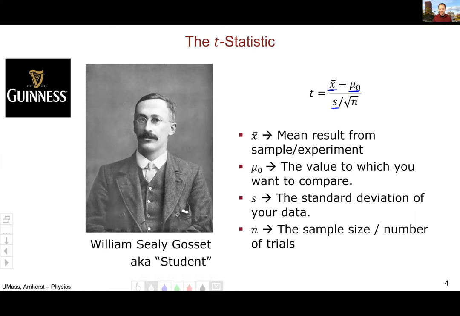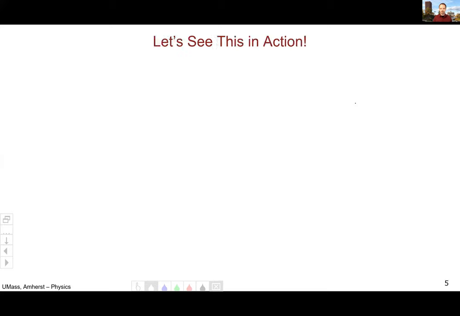And then n is the sample number, or the number of trials, or the size of your sample. So you can see that the number of samples is directly taken into account in the t-statistic, which seems like something you should take into account, right? The bigger the sample, the more powerful you would expect it to be. So let's see this in action.